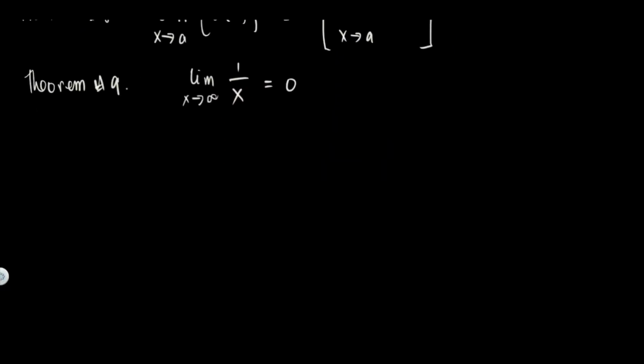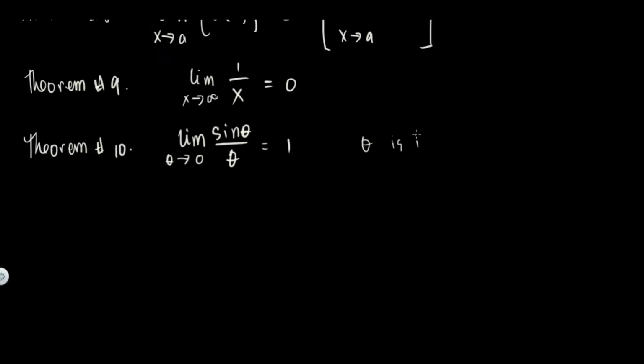And one more. Theorem number 10. Okay. The limit of sine theta over theta as theta approaches 0 is equal to 1. Okay. Theta is measured in radians.